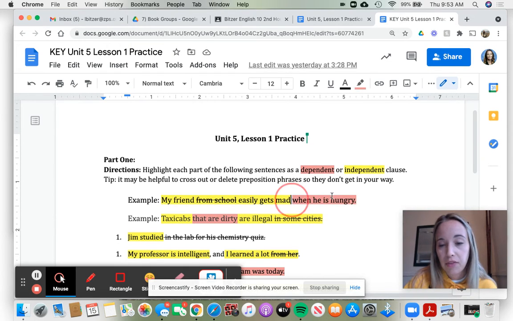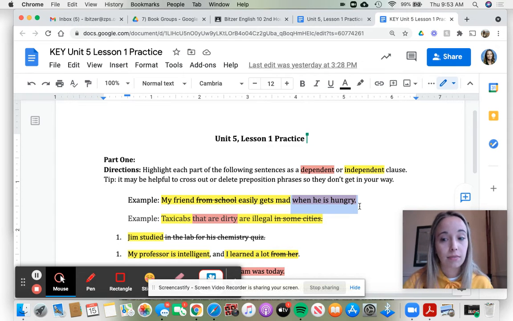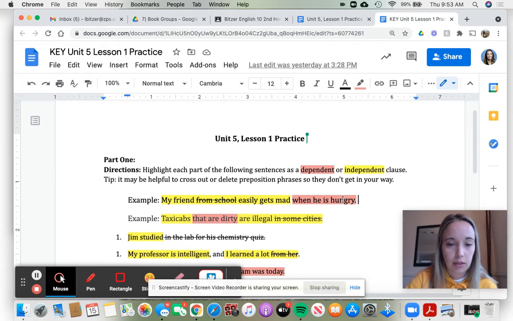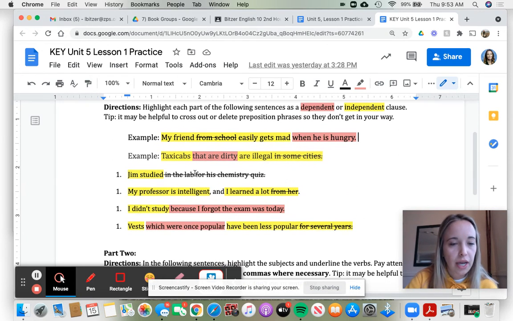However, on the other side, we have the dependent clause. We have a subject and a verb in here. He is, but I couldn't just walk up to someone and say, hey, when he is hungry, you're waiting for more information. It's dependent. So some sentences are going to have independent clauses and dependent clauses within them. Your job is going to be to look for the two parts. So if we look at number 1, Jim studied. We have a subject, we have a verb.